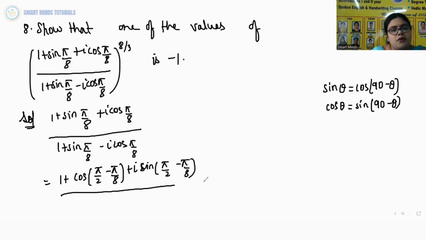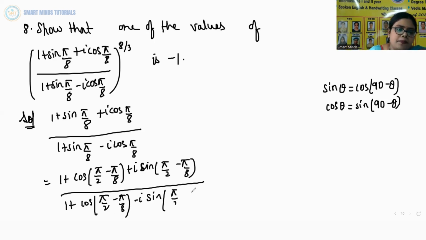Why am I doing this? Because we always know the form cos θ + i sin θ, but here it is given in the reversed form, sin θ + i cos θ. So we have to correct it and put it in cos θ + i sin θ form. That's why we are representing it this way. Understood? To change sin to cos, we write cos as sin(90° − θ) and sin as cos(90° − θ). Now the same way we write the denominator: sin θ as cos(90° − θ) minus i sin(90° − θ).